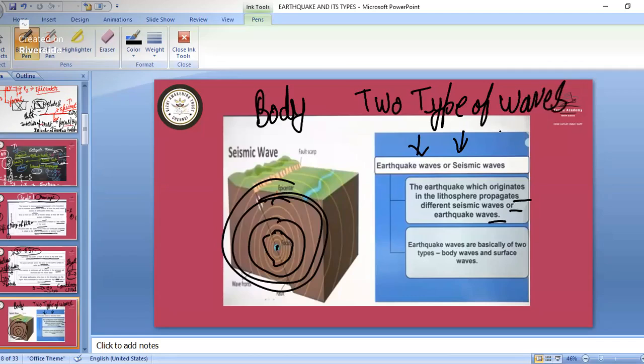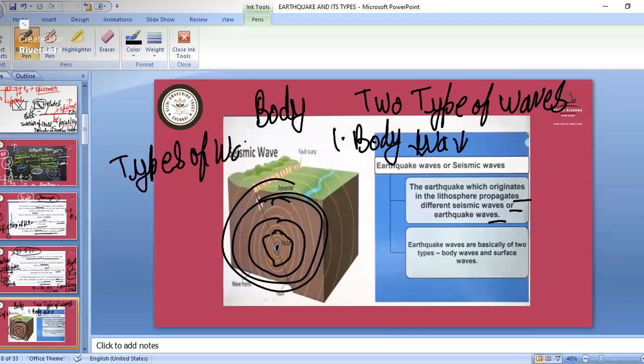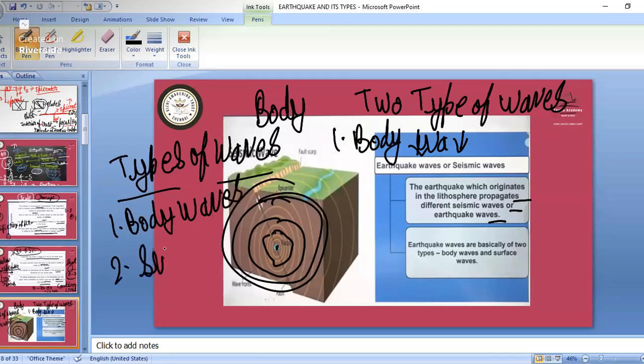What are those two types? One is the body waves. In this part, just forget about what we studied about earthquake waves in our earlier classes, in the seventh, eighth or ninth standard. Remember that there are two types of wave: one is the body wave, and the other is the surface wave.